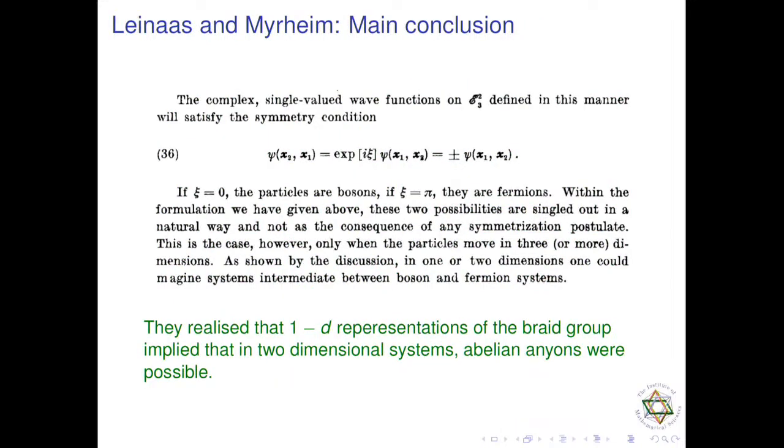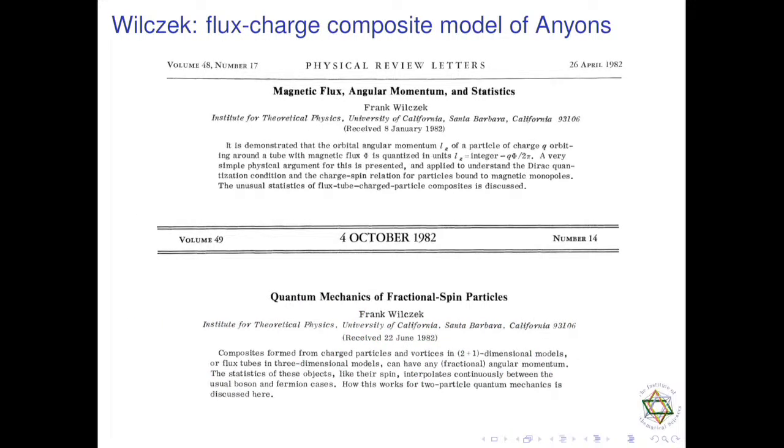So this was their main contribution. They didn't talk about non-abelian realizations, etc. They talked only about abelian representations, and they said explicitly that you can have something intermediate between bosons and fermions in 2D. Then came this paper by Wilczek. This was the paper where the term anyon was coined.